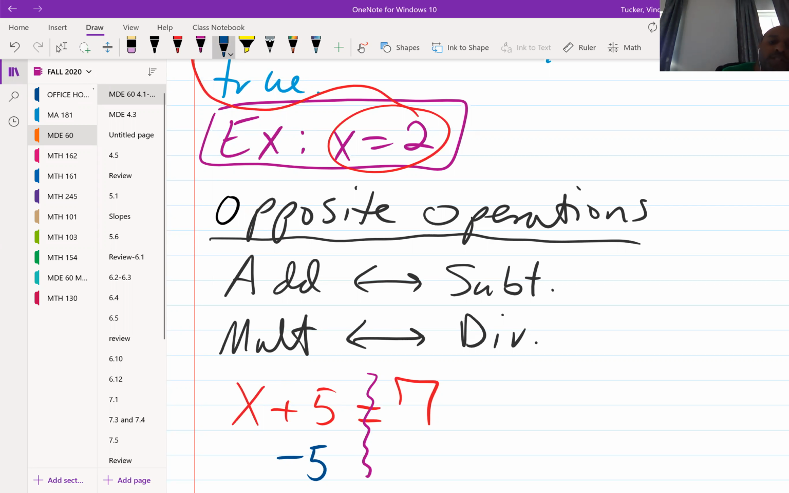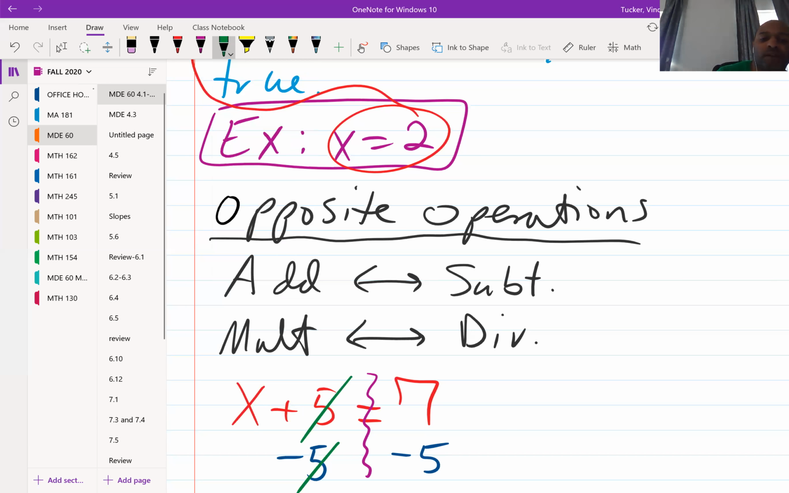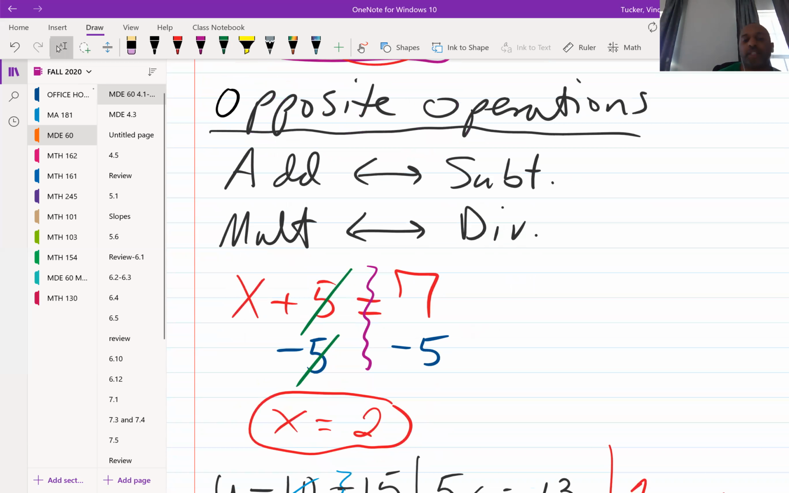And whatever you do to one side of your equal sign, you have to do to the other side in order to keep your equivalency. So if I decide to subtract 5 from the left side of my equal sign, that means I also need to subtract 5 from the right side, once again in order to keep my equivalency. After that's done, 5 and negative 5 will cancel. Then 7 minus 5 is 2. And that's how I'll get my solution.